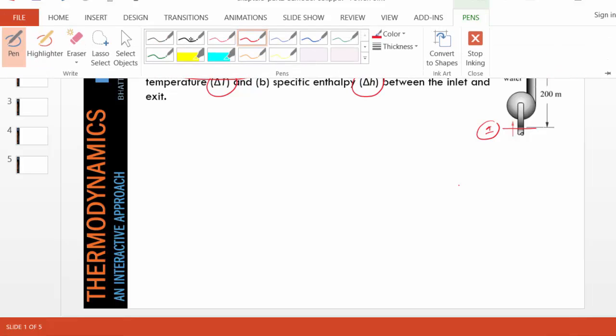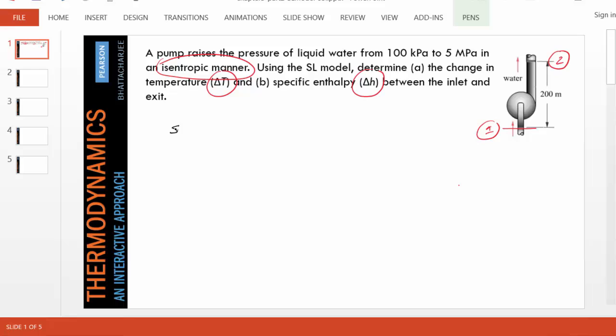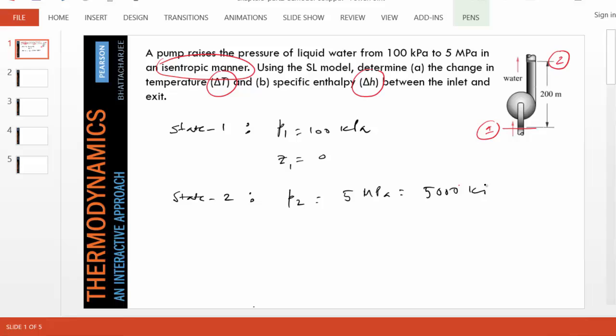Okay, so let's first list what we know about state 1 and state 2. State 1, pressure is given. And let's assume the elevation is 0. Then state 2, what we know is 5 MPa, which is 5000 kPa. And isentropic, that means S2 must equal S1. That's the key to the problem.